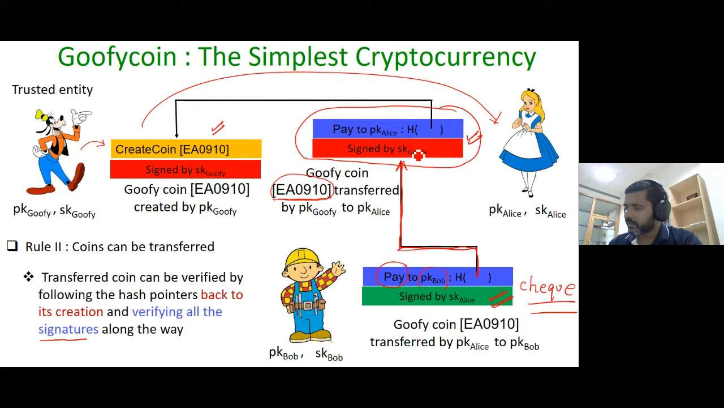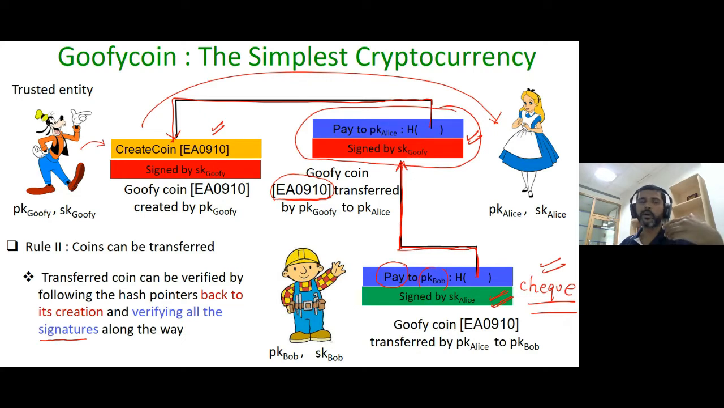And to verify whether this transaction is properly signed by Goofy or not, Bob has to verify the signature of Goofy. And now he has to further follow this transaction to the transaction where this coin was generated. And if all this sequence of transactions are properly signed and everything gets verified, Bob will be convinced that this check is a valid check and he will accept it.